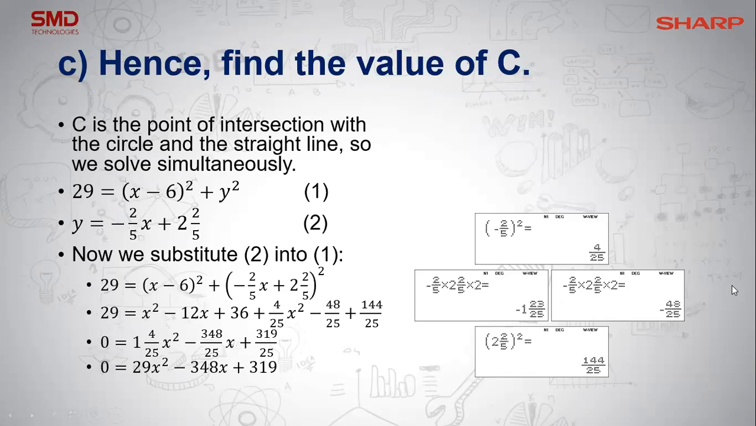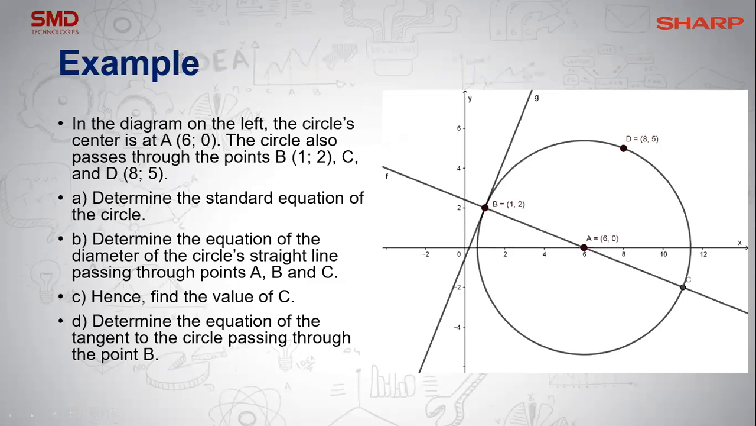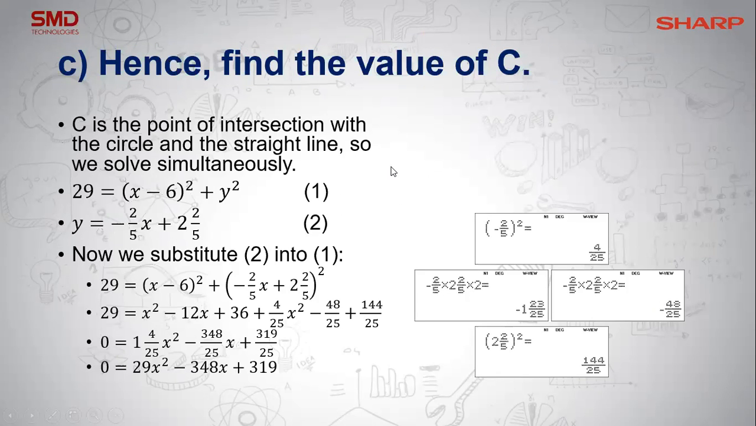Great. And then C says, hence, find the value of C. So I'm just going to go back to the picture so we can look at it. C is on that straight line and it's on the circle. So we know that we're going to use simultaneous equations to find the point C. I've written down the two equations that we have, and I'm substituting the expression into this y over here. And then I'm just solving it. So I've done all the maths here for you.